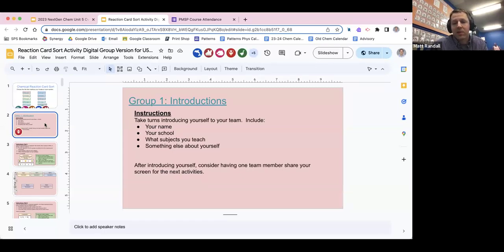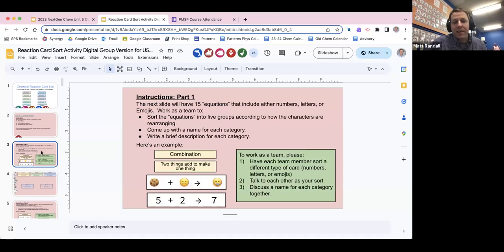If one person can share a screen, it's very likely that there's going to be someone in your breakout room that might be accessing this on their phone and not have the same capability of moving things around in the Google Slides. So if you can have someone volunteer to do that, that would be great. Then the next slide has instructions for part 1.